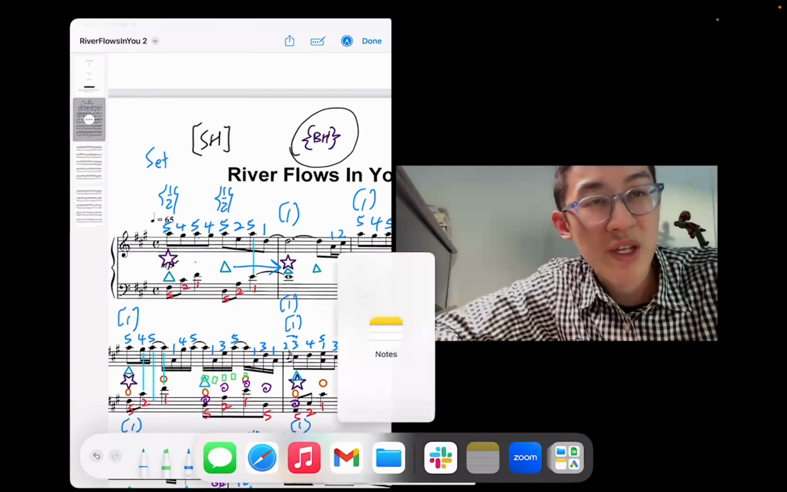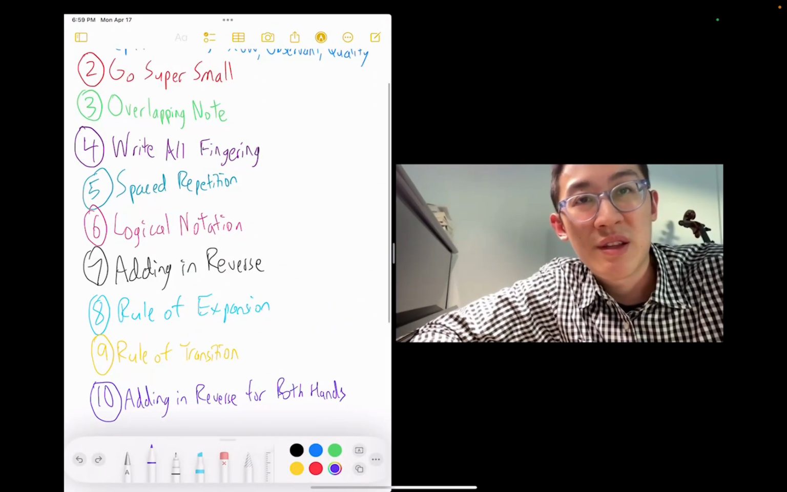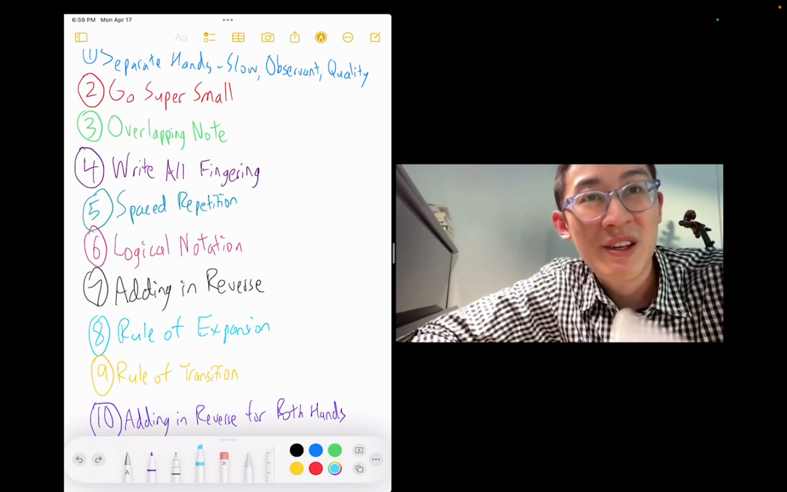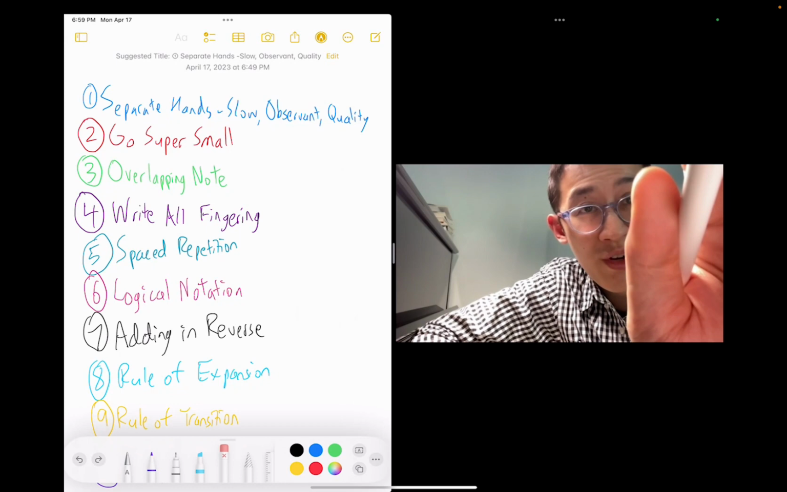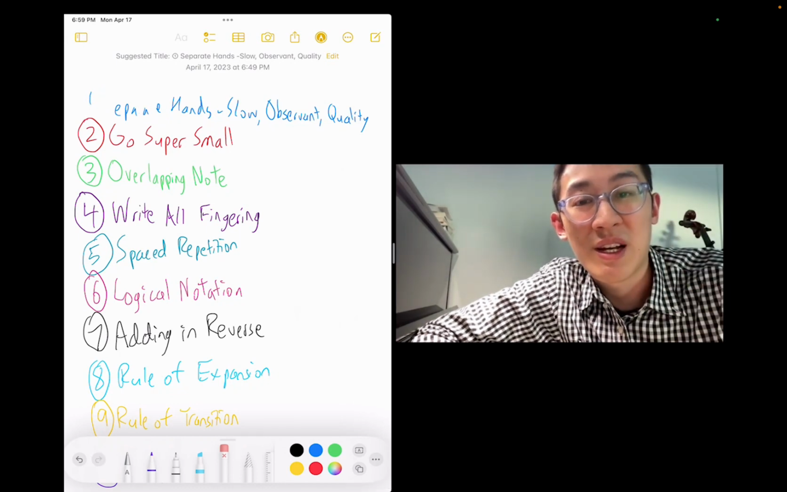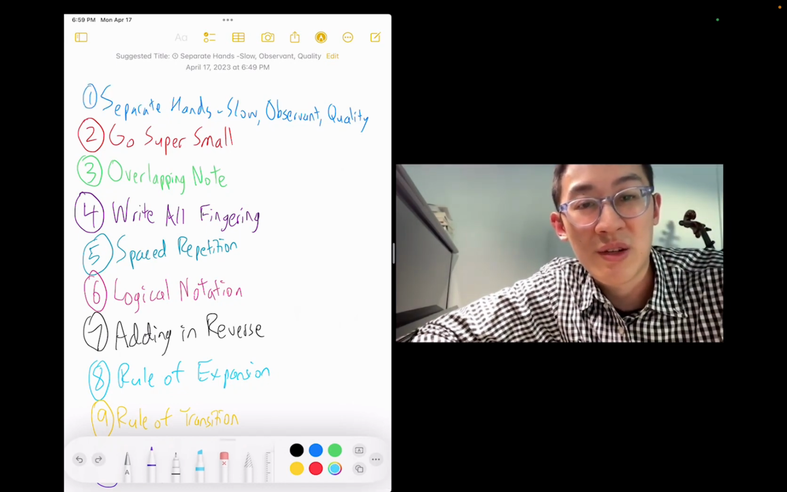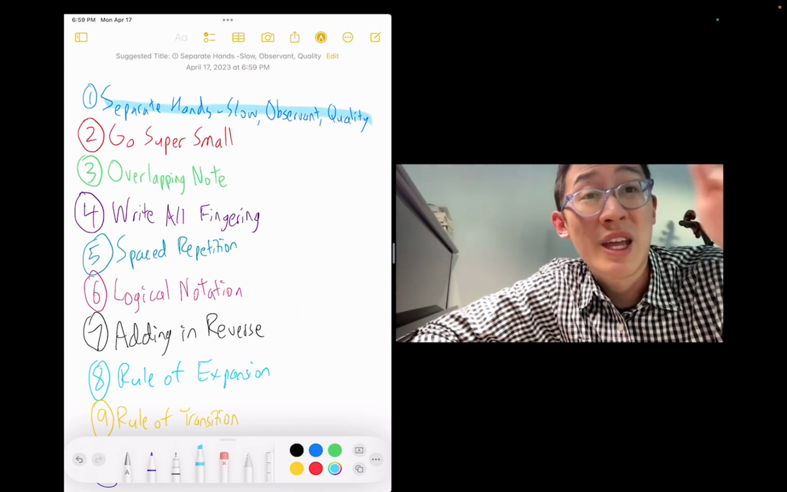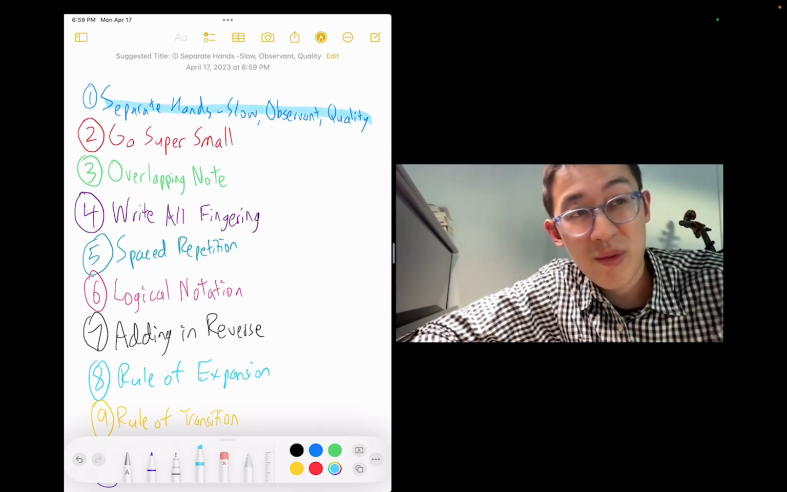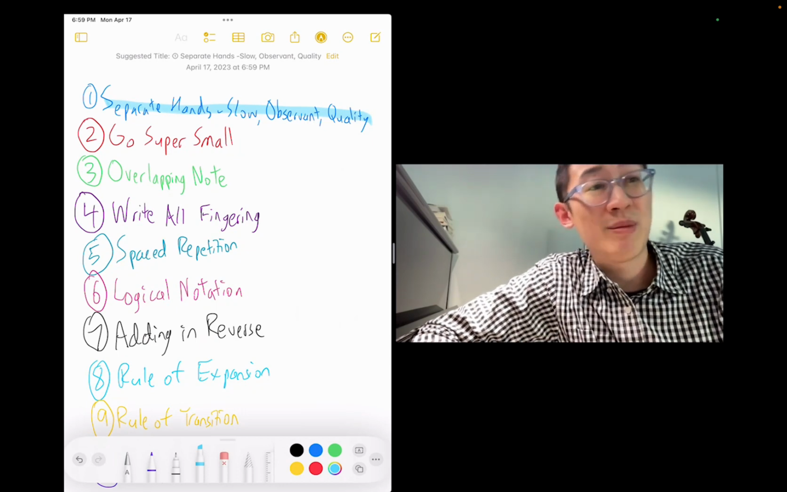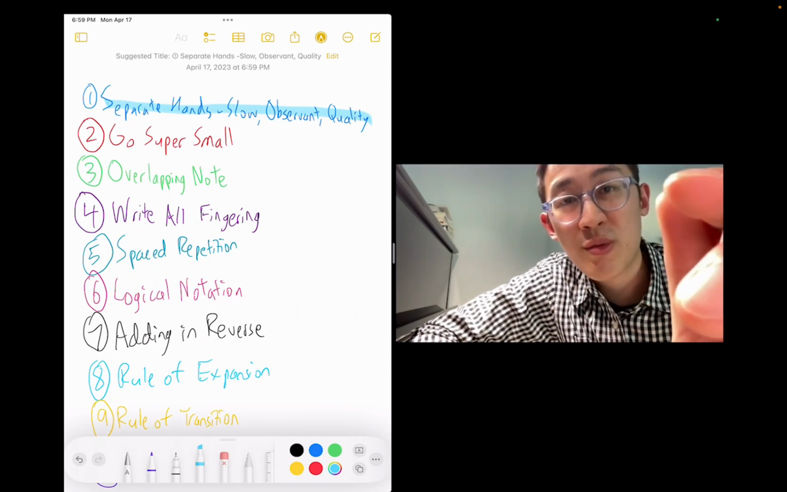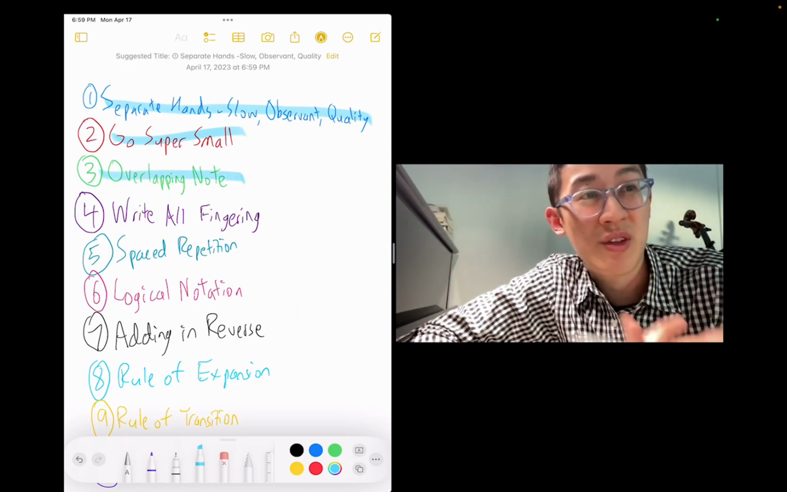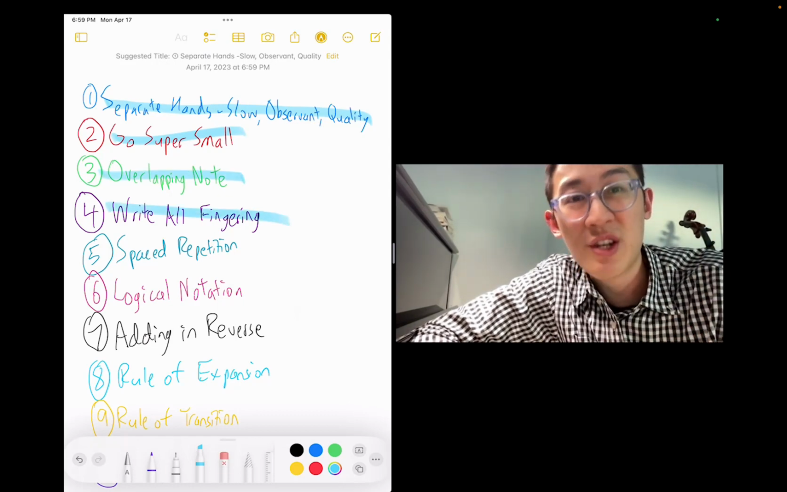So in terms of these concepts here, just really briefly, of course, we started the process with separate hands. We did it to quality. We were observant. We didn't misread notes. And you go as slow as you need to, even though I'm demonstrating kind of normal speed most of the time, just for sake of time. Starting super small, and we're continuing to do that. We always have an overlapping note because of sets in my logical methodology. Always read all the fingering.